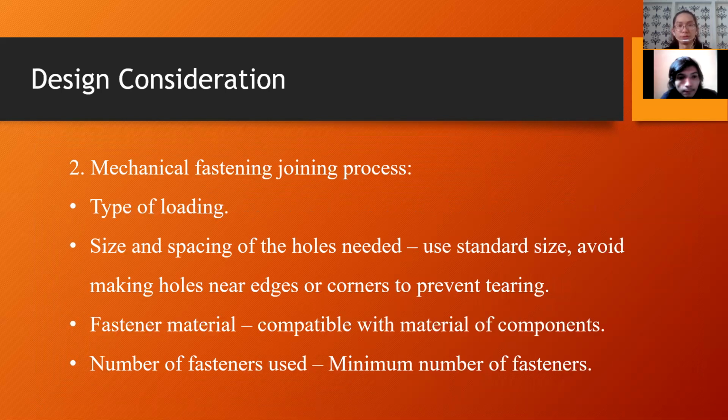For the mechanical fastening joining process, one of the design considerations is the type of loading. Besides, the size and spacing of the holes also need to be considered by using standard sizes and avoiding making holes near the edges or corners to prevent tearing. Another consideration is fastener material. We need to use a fastener material that is compatible with the material of the component, which is the housing. The number of fasteners used needs to be considered too, by using a minimum number of fasteners.